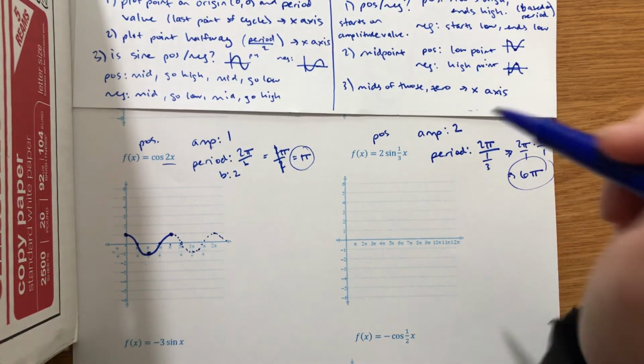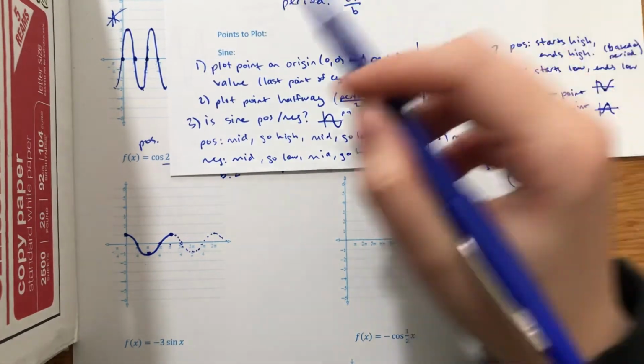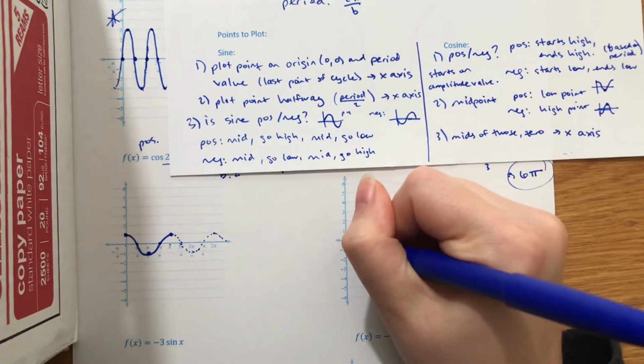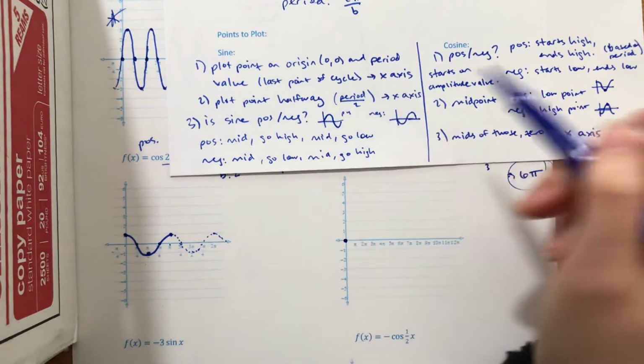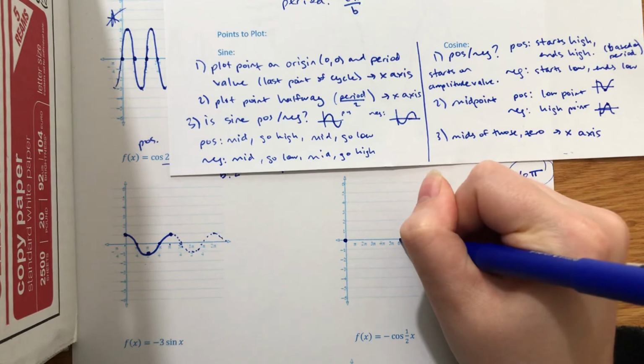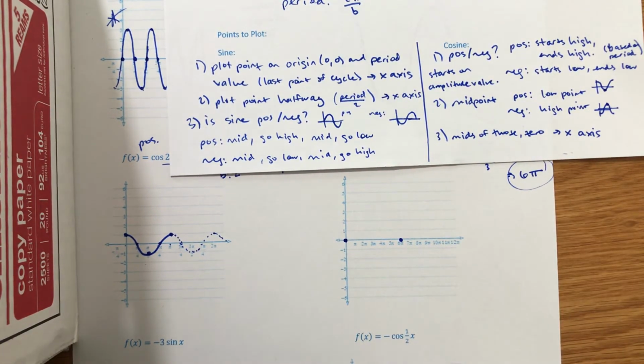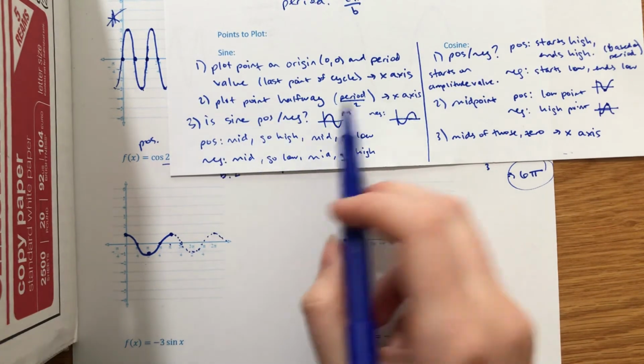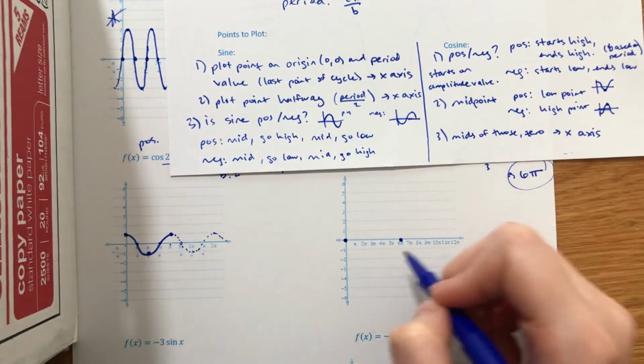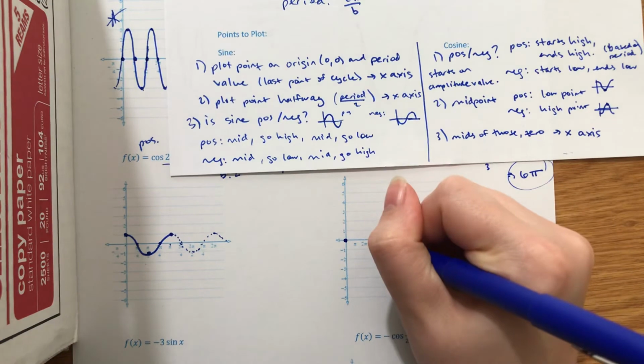All right, so it's a sine graph, and it's positive, so we're going to go to our sine rules. So plot a point on the origin, 0, 0, and at your period. And our period is 6 pi, so here's 6 pi. So remember, sine starts at 0 and ends at 0. All right, so now we're going to plot the point halfway, your period divided by 2. So 6 divided by 2 is 3. So we plot another 0 at 3.